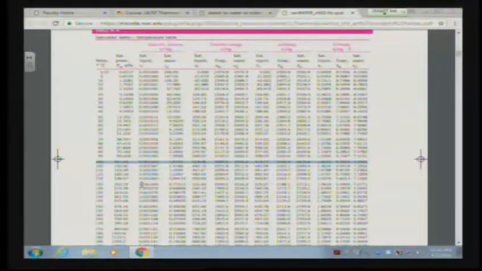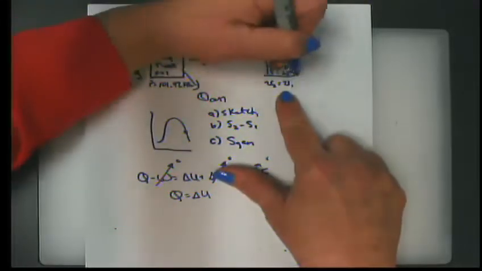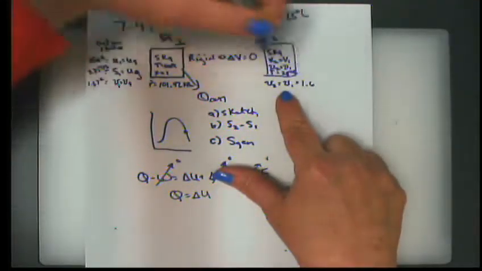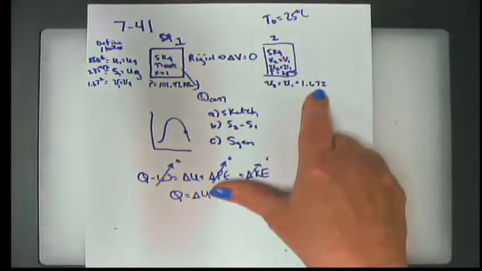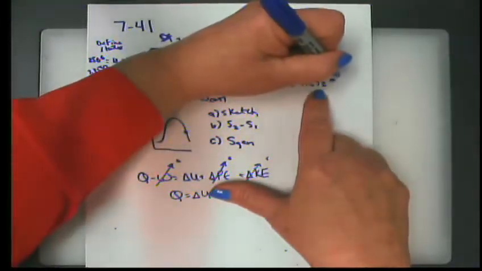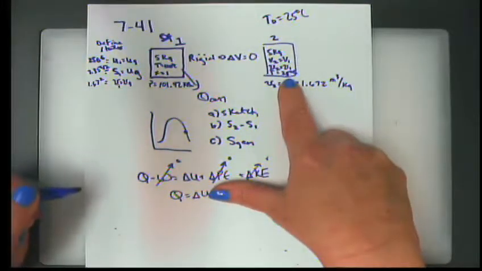All right, now here's the deal. When we write this down and look at what we have going on, we know that my specific volume is going to remain unchanged. So my specific volume over here is 1.672, and I'm going to write the units over here, since I didn't really have room: cubic meters per kilogram. And my temperature is 25 degrees centigrade.